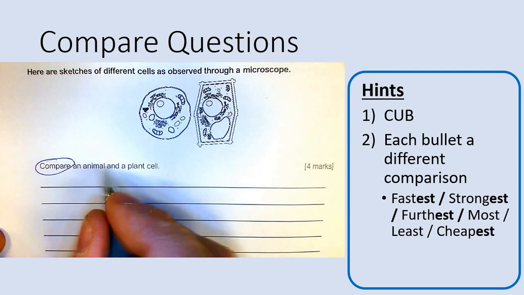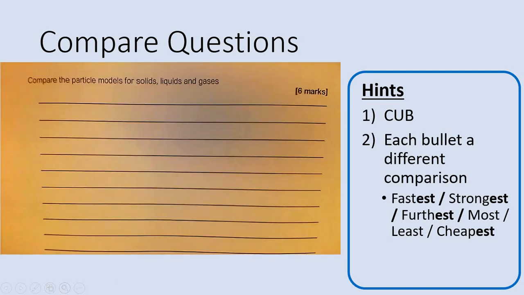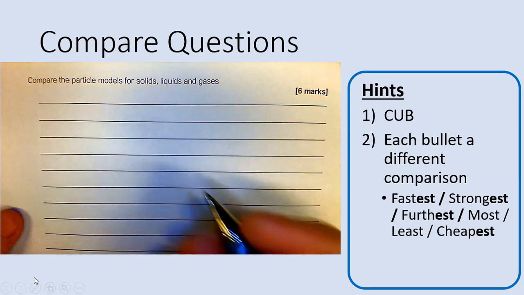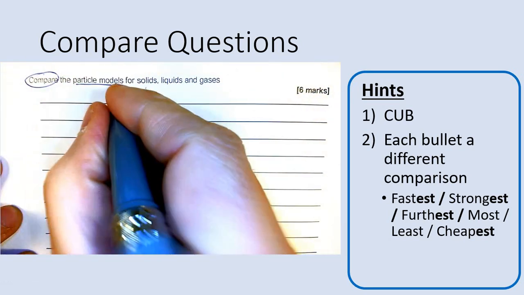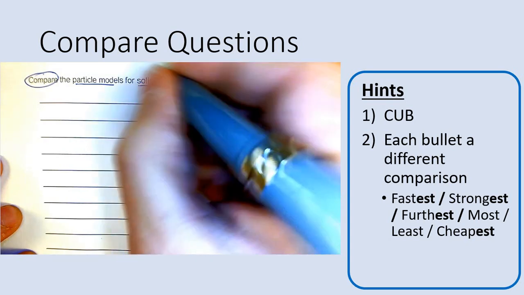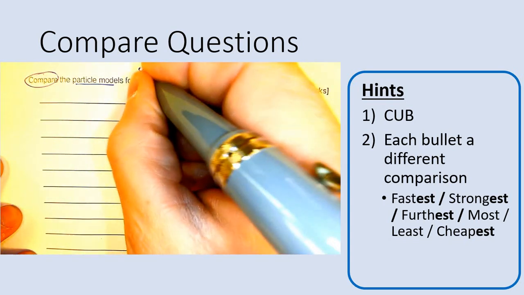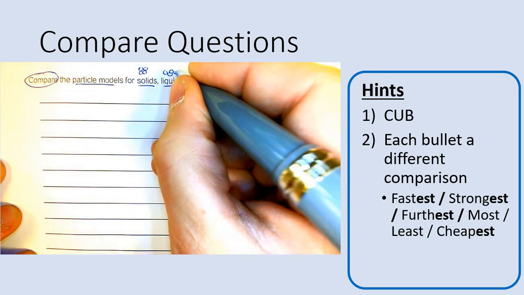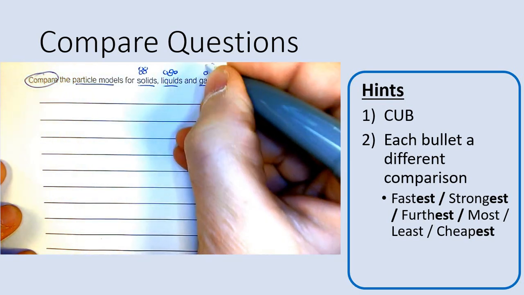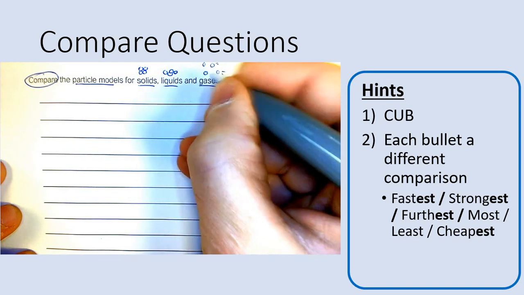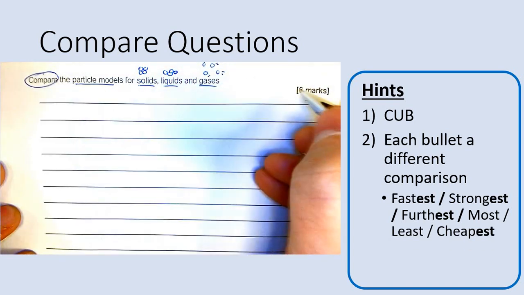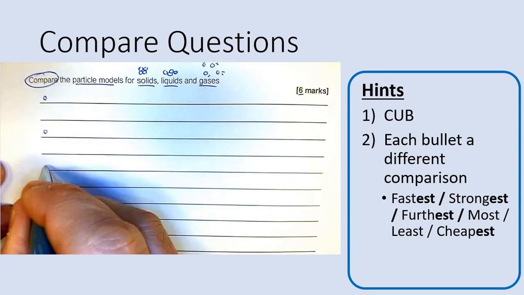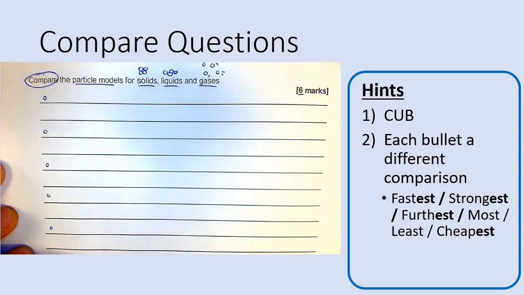Okay, so another compare question. Compare particle models for solids, liquids and gases. Just remind myself what they are. I've got a little diagram there. Might be a solid. Here's my liquid. Gas over here. Okay, so 6 marks. 1, 2, 3, 4, 5, 6. I put all the bullet points in before I start answering.